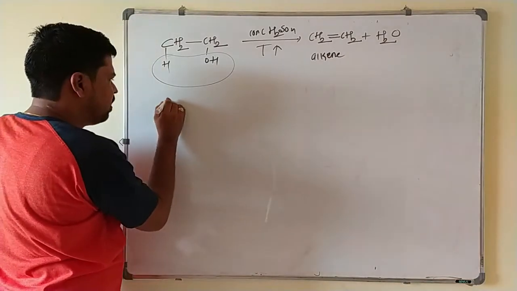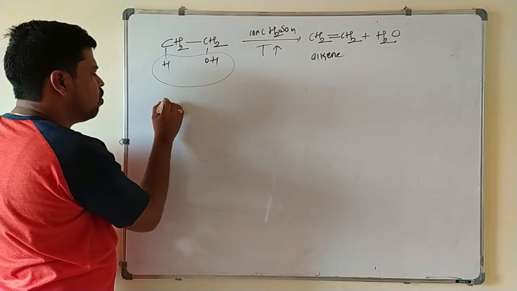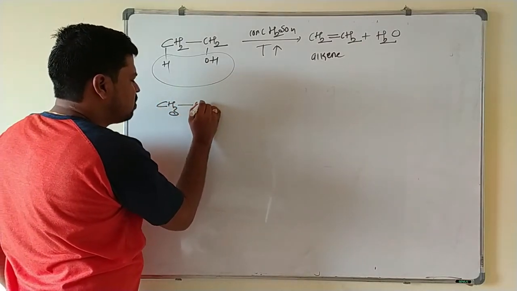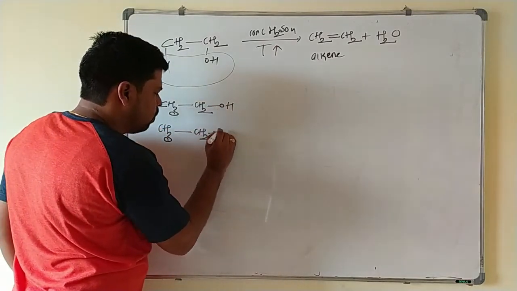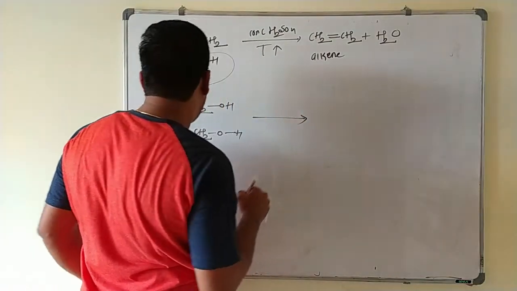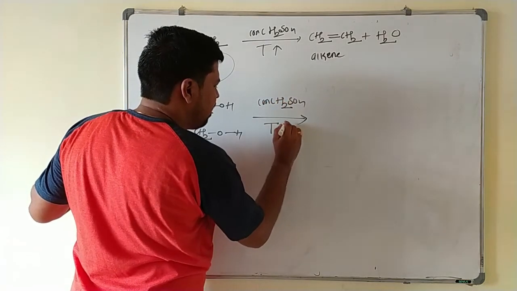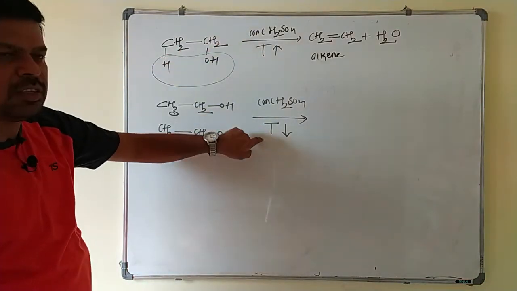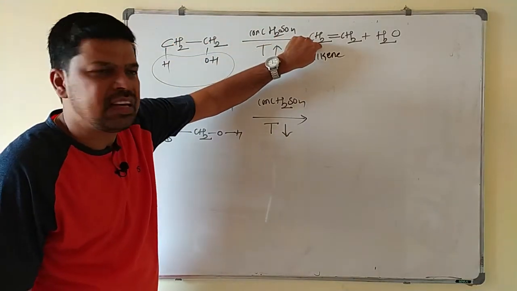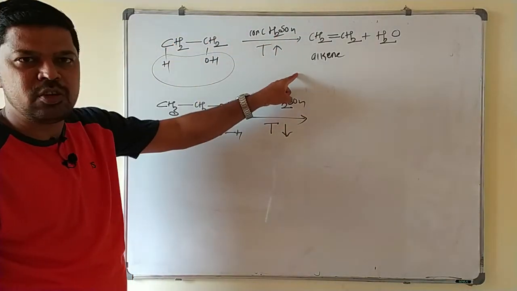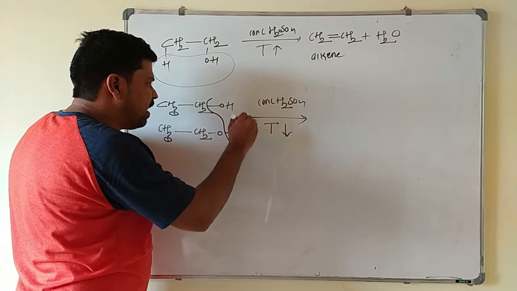The same reaction if I take, or else I will write 2 moles of ethyl alcohol, CH3CH2OH and CH3CH2OH, 2 moles of ethyl alcohol on treating with concentrated H2SO4 at the lower temperature. This is high temperature and this is low temperature. The reaction is the same. Ethyl alcohol treated with concentrated H2SO4, high temperature, alkene is the answer. Ethyl alcohol treated with concentrated H2SO4, low temperature, the answer is ether, because here intermolecular dehydration takes place.